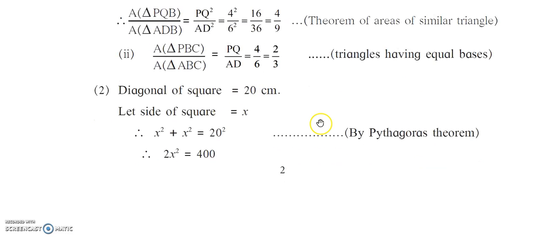Diagonal of a square is equal to 20 centimeter. Let the side of the square be x. Means you have this square, each side is x, x, x, and x. We join this. This is the hypotenuse. What about the hypotenuse? That is root 2 into side. We can find it directly, but we have applied Pythagoras here. That is x square plus x square is equal to 20 square. And therefore 2x square is equal to 400.